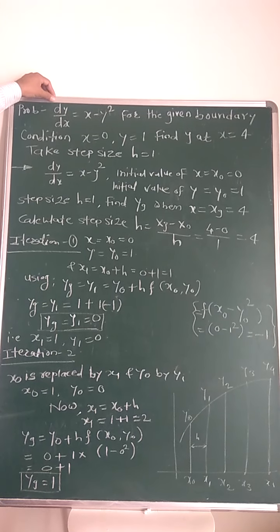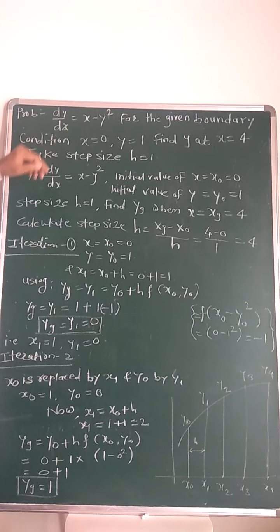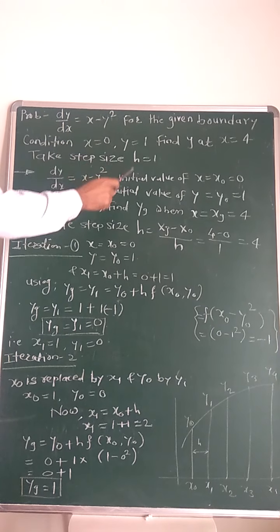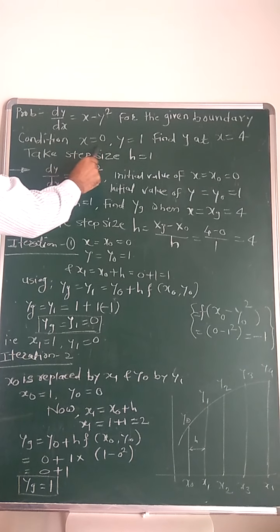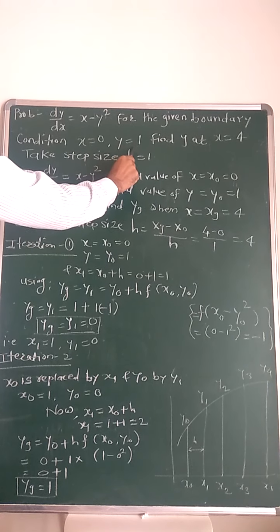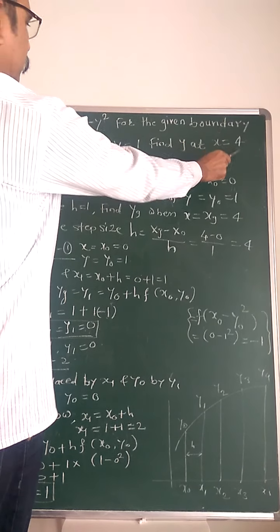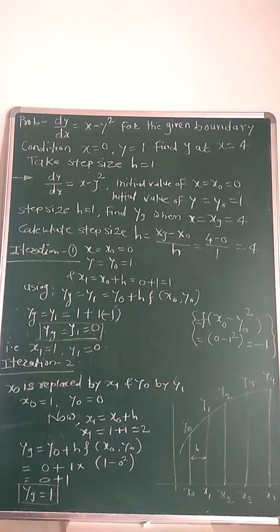Now consider an example on Euler's method. The differential equation is given: dy by dx is equal to x minus y square. For the given boundary conditions, x is equal to 0, y is equal to 1. Find the value of y at x is equal to 4. Take step size h is equal to 1.